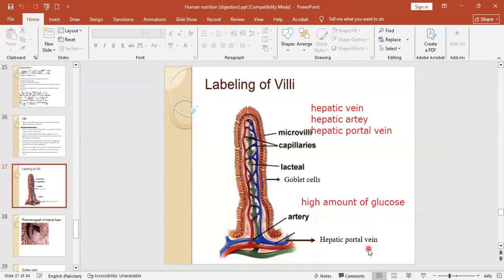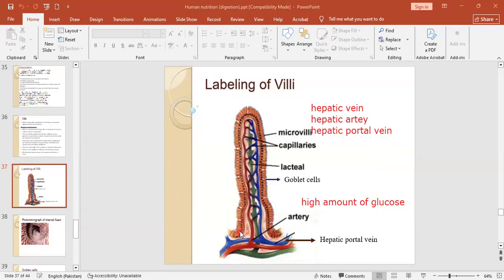Yes, Zaina. Miss, can you briefly re-explain all this hepatic vein and hepatic artery thing? All right. First, about the labeling. Villi is a finger-like structure, and it is made up of only one cell layer, right? It's one cell thick. One cell thick means it's made up of one layer. If it is one layer, it means the distance of the cell is smaller, so the diffusion rate will be faster, right?